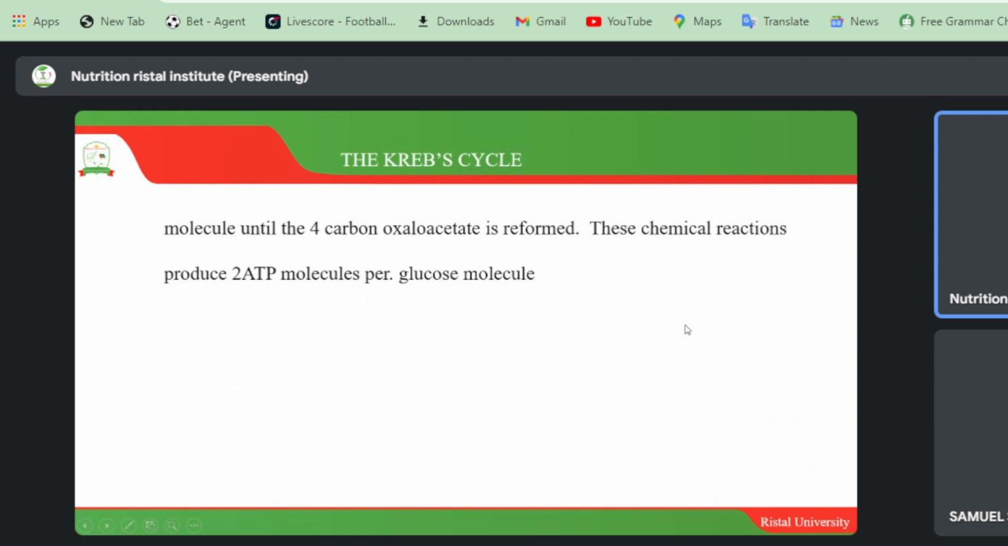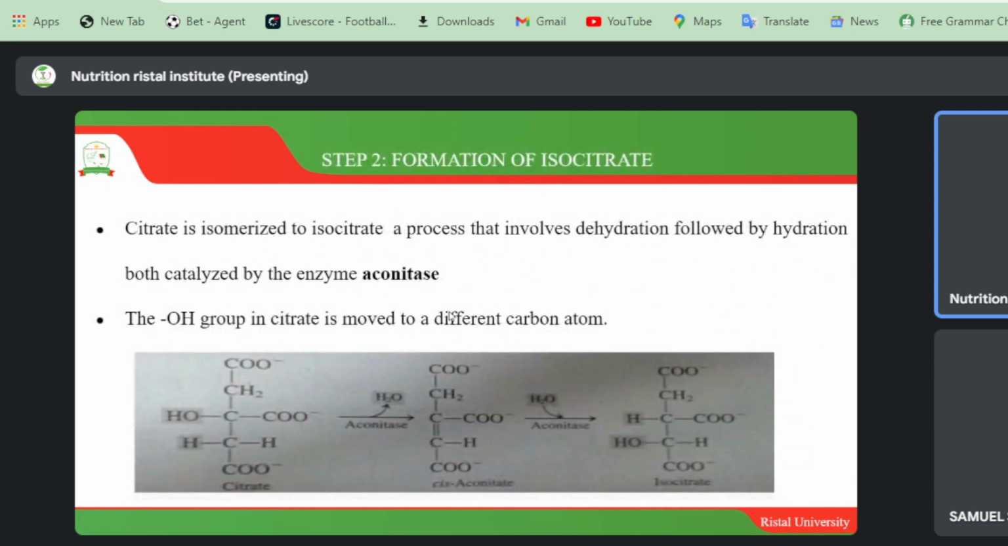So these chemical reactions here produce 2 molecules per glucose. Each of these Krebs cycles will produce 2 molecules per glucose molecule. One glucose molecule will produce 2 ATP molecules. And you have 2 ATP molecules, and then the FAD and the NAD, which we are going to discuss. Let's have a keen observation of that.